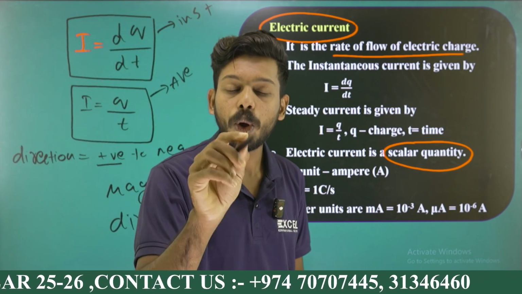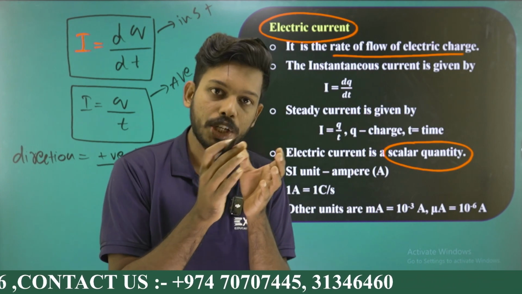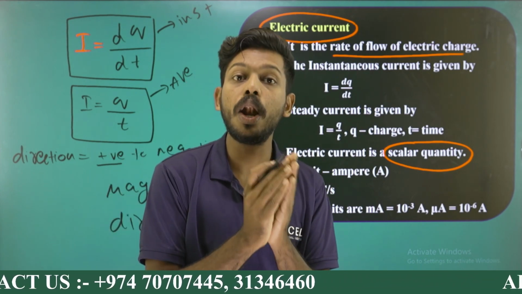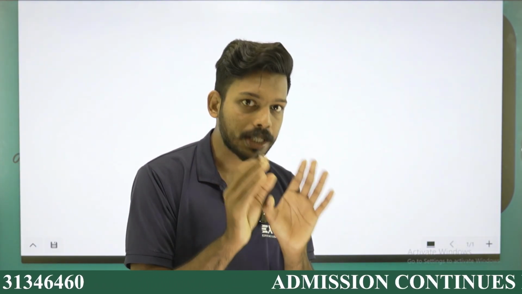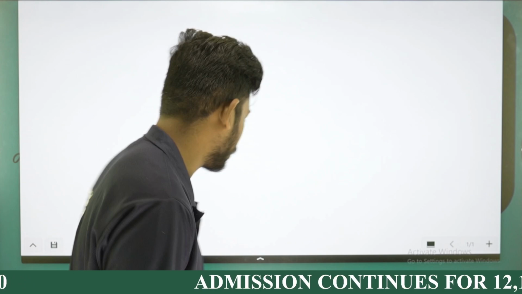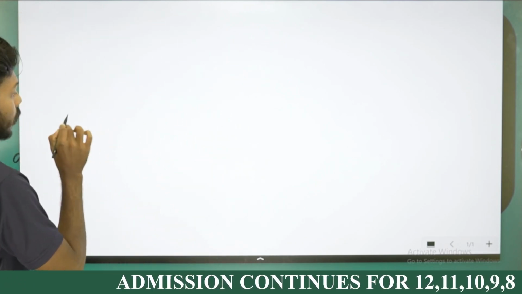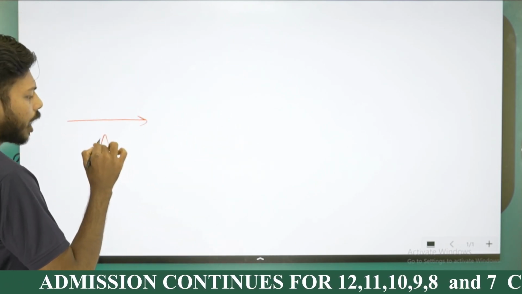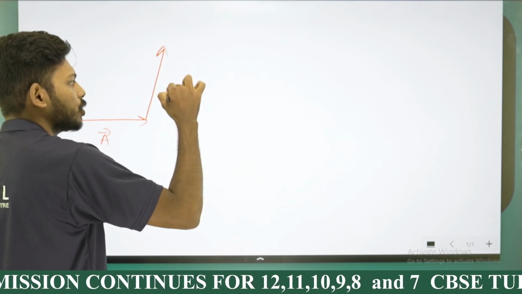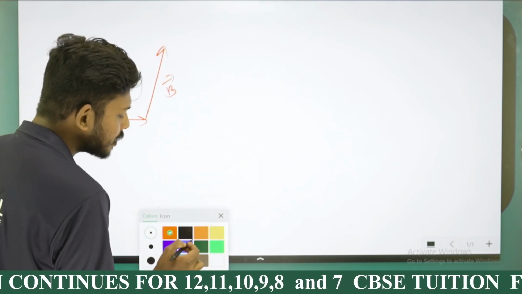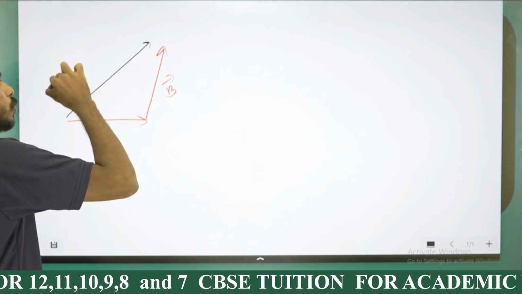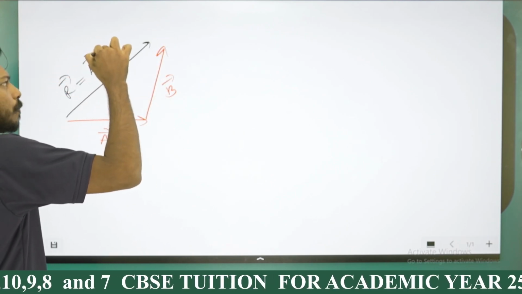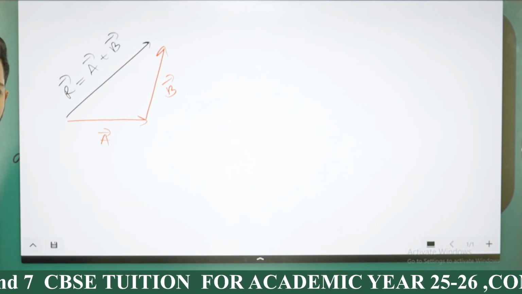Why? You have to know one more concept here: a quantity is said to be a vector only if it obeys the laws of vector addition. Mark that point. That's a very important point. We know the triangular law of vector addition: vector A plus vector B, in which the resultant vector will be R is equal to A plus B. We all know this.